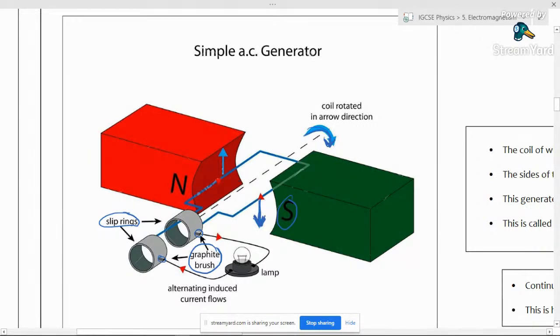So if you put your fingers facing the south and your thumb pointing down, you'll notice that the palm of your hand is now pointing in the direction that this red arrow is pointing. And that means the current in this side of the coil will be going this way. And the same thing goes for the other side of the coil.